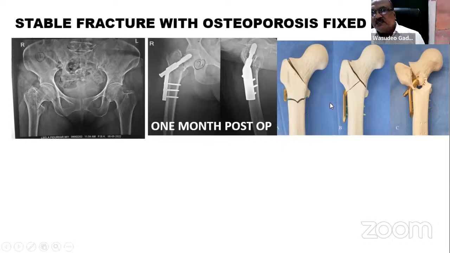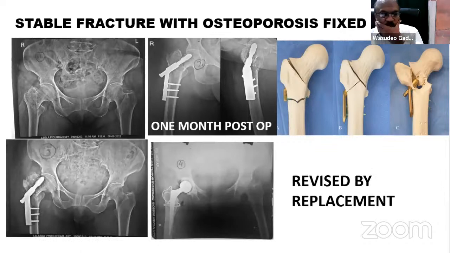This is the DHS done. And ultimately, there is an incipient fracture which is seen, which after mobilization becomes a complete medialization of the fragment. So it looks like a stable fracture, converted into a most unstable fracture, and ultimately you will find that the patient is suffering. Ultimately, he has to be revised with a cemented implant. So the DHS, though it is a very good implant, still we have to use very cautiously.